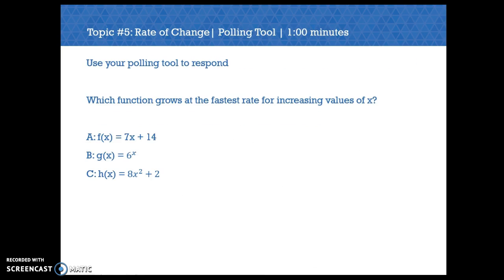Topic number 4, this is another rate of change one. I went over this in class when we did this lesson, so it should be kind of a quick one for you. Which function grows at the fastest rate for increasing values of x?